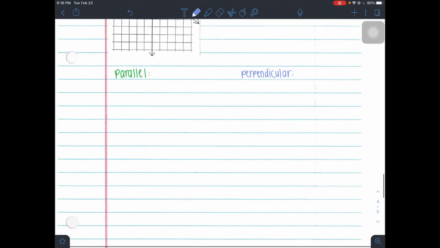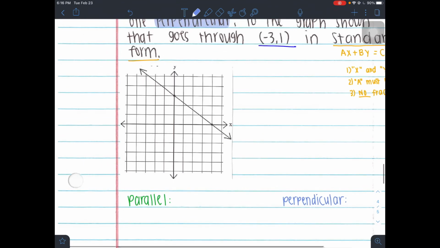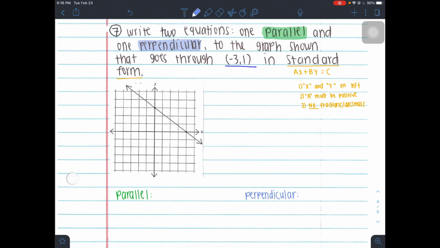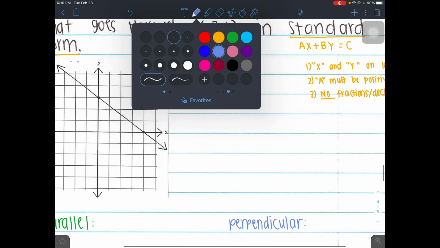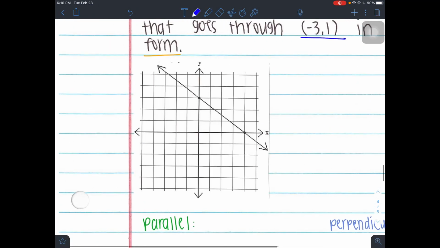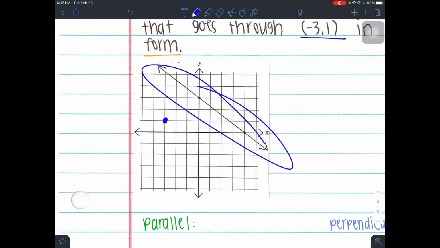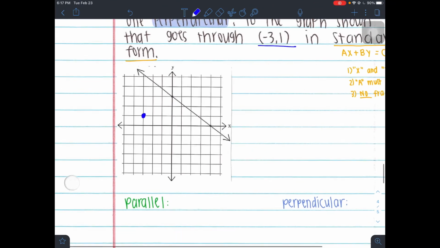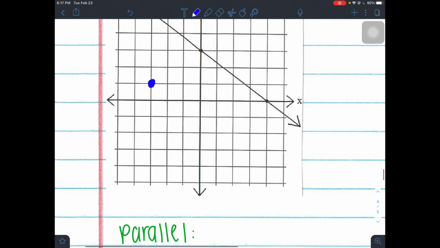Okay, so we're going to create 2 equations here, one parallel, one perpendicular. Now, obviously, they did not give us an equation, but they did give us a line. If I plotted the point -3, 1, that point is going to be located right here. You'll notice that it's not located anywhere near this line, and it's not supposed to be, because they want us to create a brand new line that is either parallel or perpendicular to the line that's already shown here. So the point is not going to be on the line. It's going to be over here somewhere.